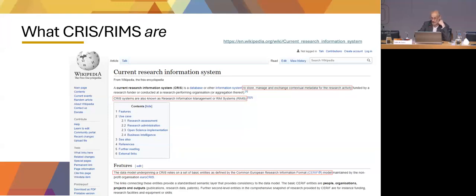The data model underpinning, this is also highlighted on the slide, underpinning any CRIS systems as a rule is CERIF, the Common European Research Information Format. I will show you a snapshot of the data model. It's a complex data model, but also very comprehensive. And this allows the information to be standardized and exchanged and aggregated across systems.